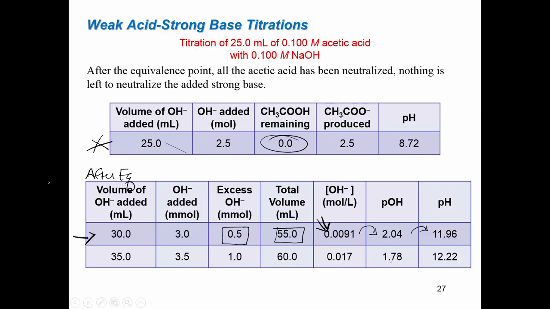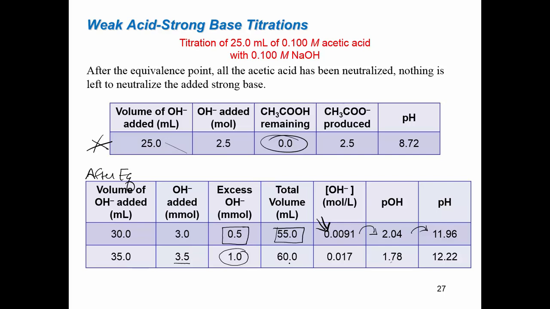After the equivalence point of a weak acid and a strong base, after we have used up all of the acid, the pH is purely dependent on the excess amount of hydroxide that has been added. So after 35 milliliters, we've added 3.5 millimoles, and we have an excess of 1 millimole because 2.5 has been taken up by the acid. So because the acid chewed up 2.5, we have an excess of 1.0.